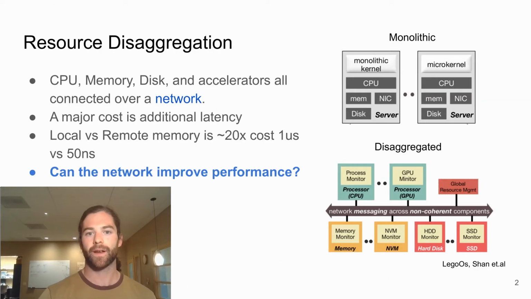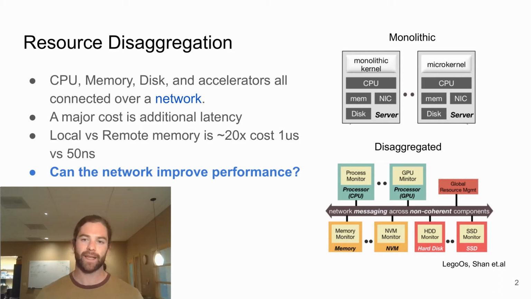Today I'm going to be presenting some work I did with my advisor, Alex Snoren, called In-network Contention Resolution for Disaggregated Memory. Resource disaggregation is an architecture in which you have resources like CPU, memory, disk, and accelerators, each of which is separated over a network. And one of the biggest tricks in getting this architecture to work is the additional latency incurred whenever you want to access any one of these resources.